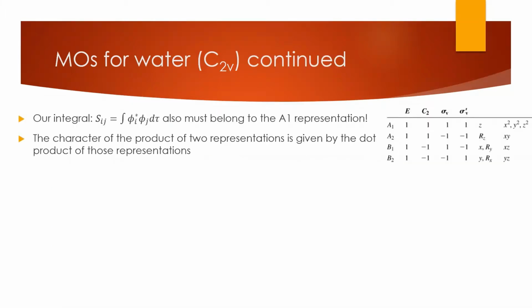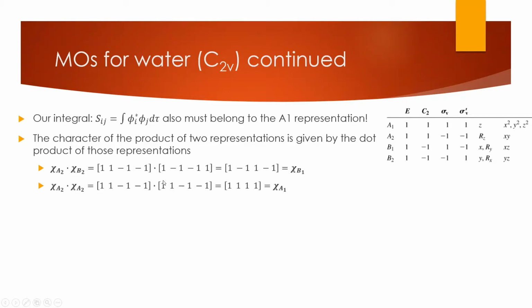So like I was just saying, the character of the product of any two representations is given by the product of those representations. So if we have our A2 and our B2, and we ask what happens when we put these two things together, we just multiply out these matrices. So you've seen this before. We have 1 times 1 is 1, 1 times minus 1 is minus 1, minus 1 times minus 1 is 1, minus 1 times 1 is minus 1. And so if we multiply A2 by B2, we end up with a B1 representation. And if we do two of the same, A2 times A2, we get A1.